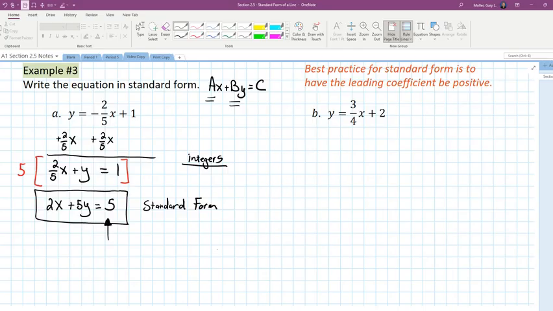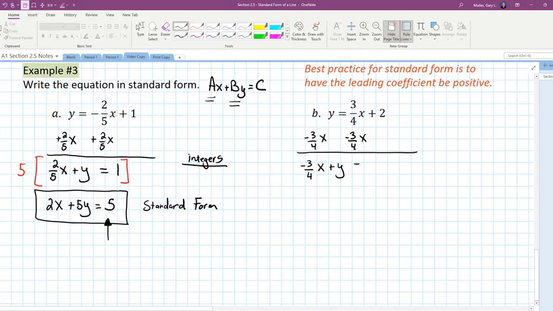So let's go ahead and follow what we did before. Let's move the 3/4 over. So now I get negative 3/4 x plus y equals 2. All right, we can't have a fraction, so I'm going to multiply the entire problem by 4, because that'll cancel out that 4, giving me negative 3x plus 4y equals 8. So that's good enough, but we can make it slightly better, or we could have fixed it by doing it in one step before.